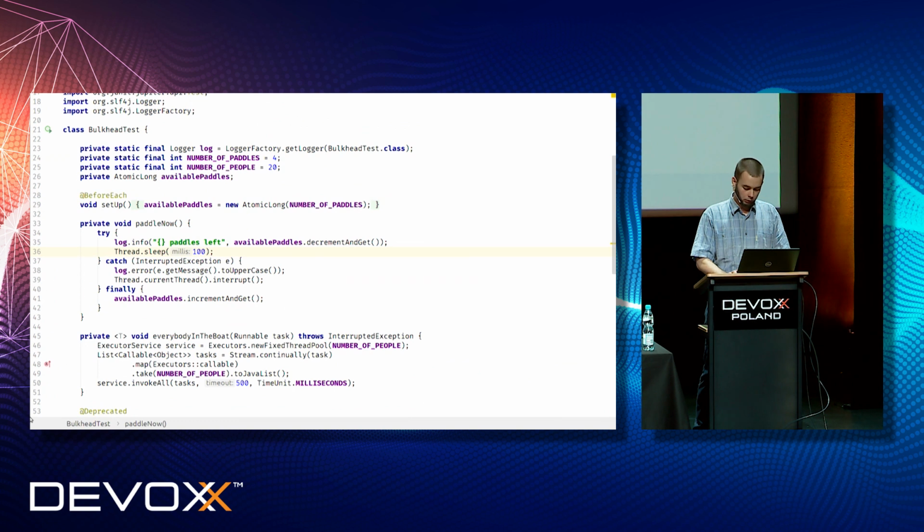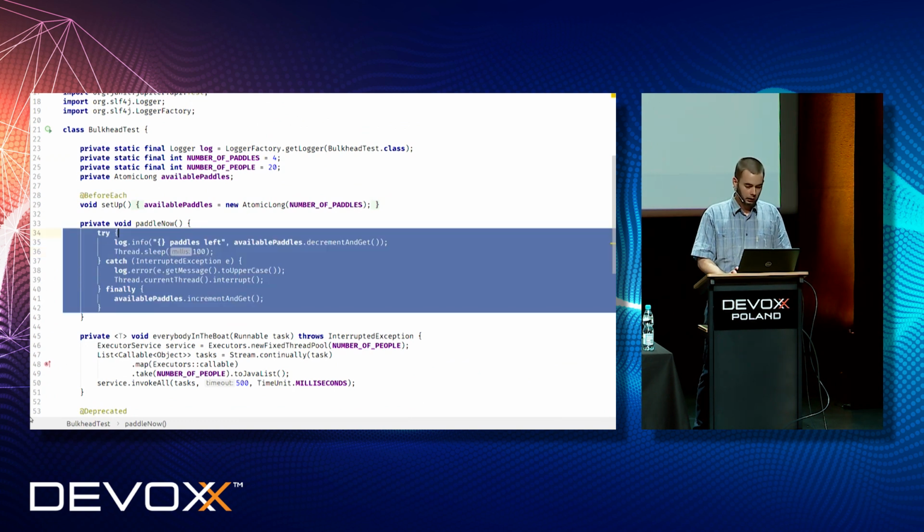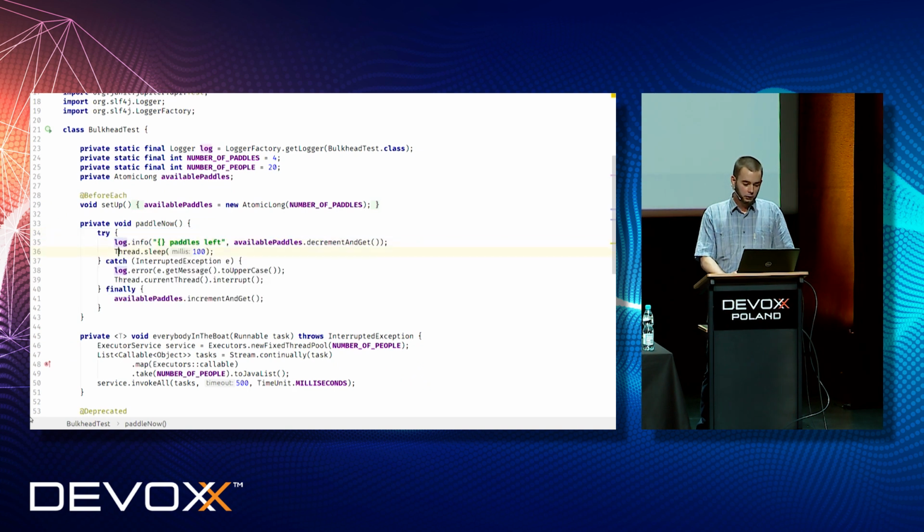We have here 2 methods. Paddle now, where we access our paddles resource pool, use them for 100 millis, and return to the pool. And the second method, everybody in the boat, where we create 20 threads and start them at the same moment.